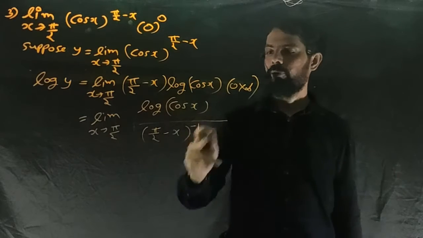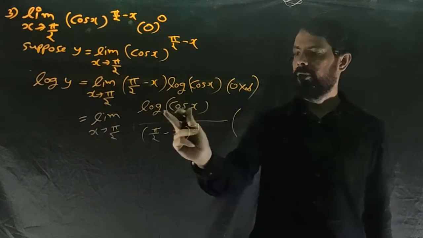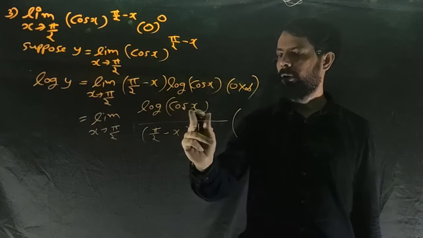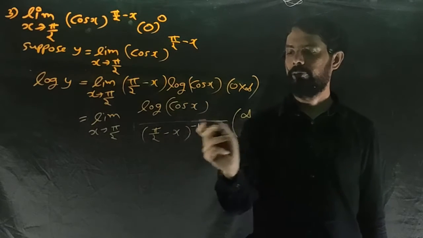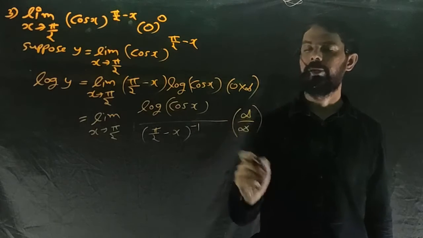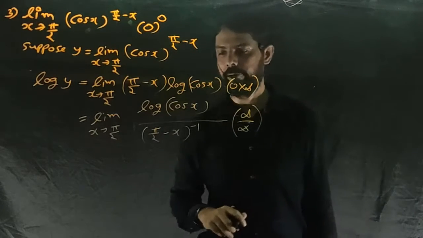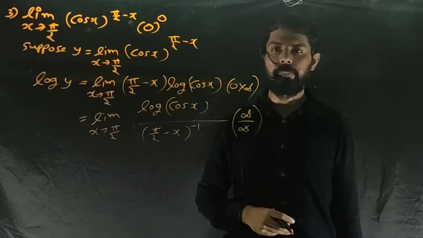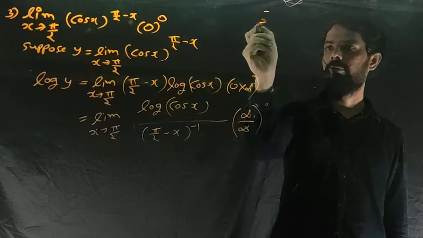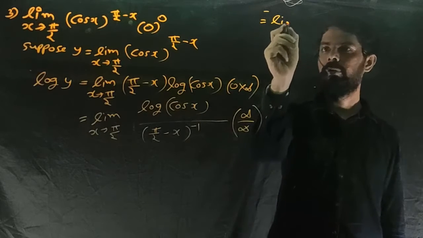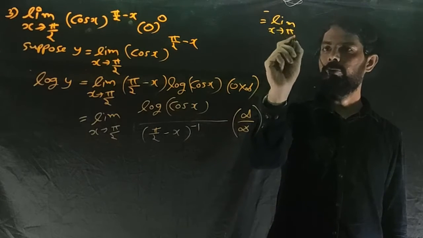Okay, so now if we check the form of this, then here it will be log cos pi by 2, that is infinite, divided by infinite. Okay, so it is infinite by infinite form. Now we can use L'Hopital rule. So using L'Hopital rule, limit x tends to pi by 2.